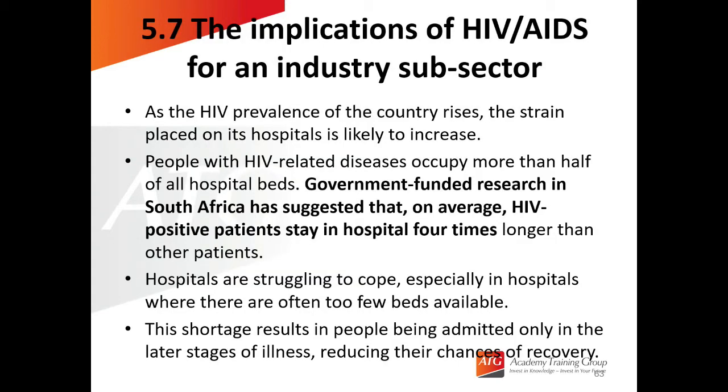The implication of HIV/AIDS on an industry subsector. As the HIV prevalence of the country rises, the strain placed on its hospitals is likely to increase. People with HIV-related diseases occupy more than half of all hospital beds. Government-funded research in South Africa has suggested that on average, HIV-positive patients stay in hospital 4 times longer than any other patient. Hospitals are struggling to cope, especially where there are often too few beds available. This shortage results in people being admitted only in the late stage of illness, reducing their chances of recovery.